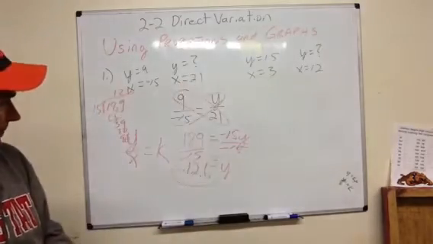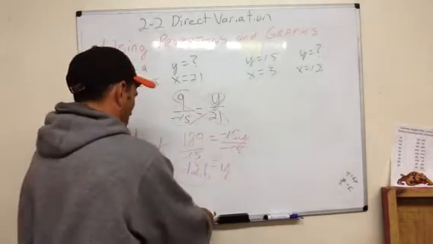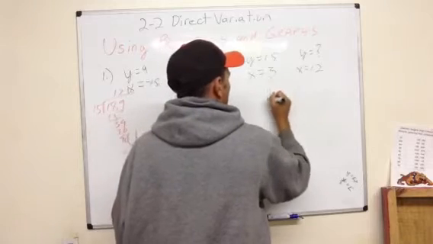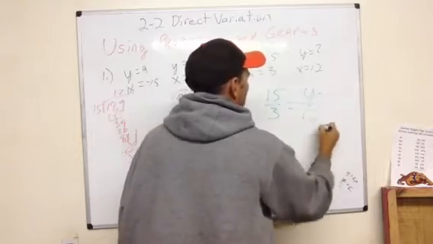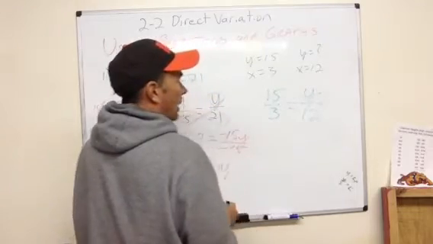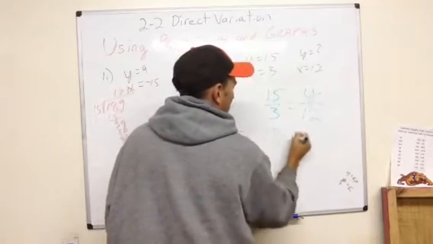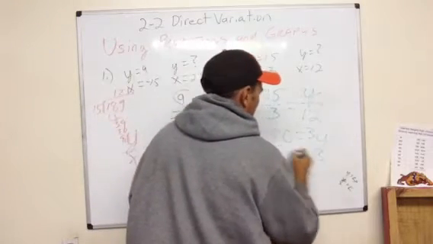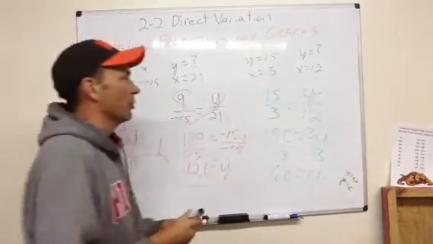So you can try this one. You can set it up using a ratio, using 2 fractions to set it up. Again, 15 over 3 equals, we don't know y, we do know x, 12. Cross multiply, 15 times 12, 180 equals 3y. Divide by 3, and we get 60 equals y.